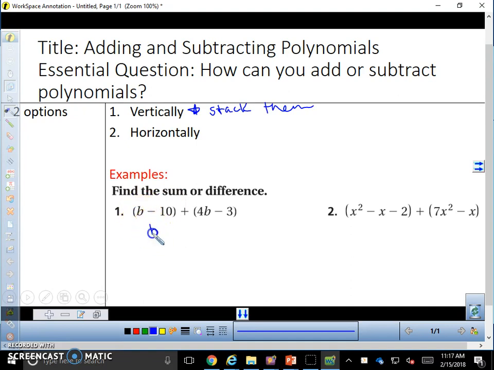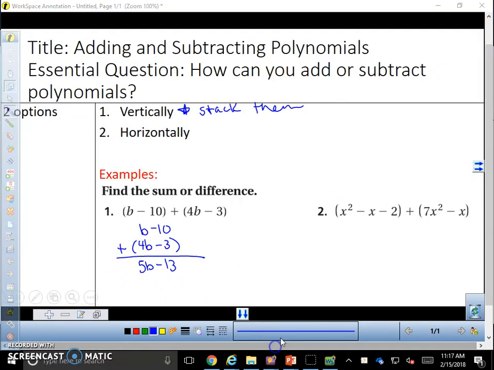Like terms, b minus 10 plus 4b minus 3. 4b and b are like terms. So I stack them. Now let's see. b plus 4b is 5b. Negative 10 plus negative 3 is negative 13. And you did it. Now we're going to get into the difference between what's a like term and what's not a little bit more, get a little more detail to that.